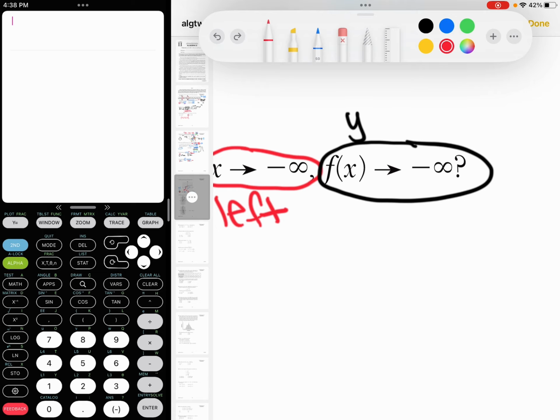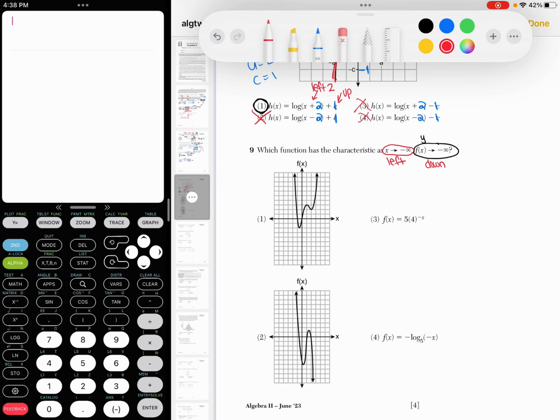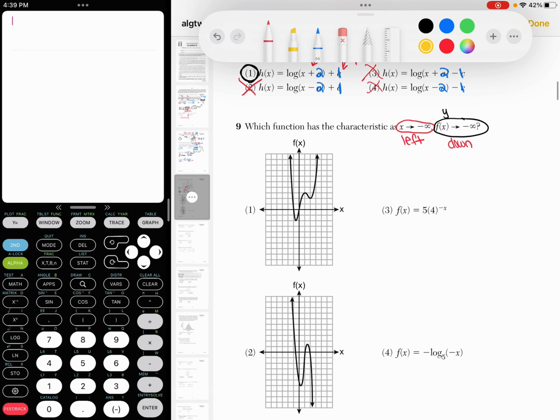So what this is saying is as the graph goes left, it goes down. So I have 4 choices here. We're going to have to check them. Of course, we're going to check the graphs first. They are much easier. So looking at the first graph, as it's going to the left, notice the graph is going in the upwards direction. It's going left and up. That does not match what this says with left and down, so goodbye.